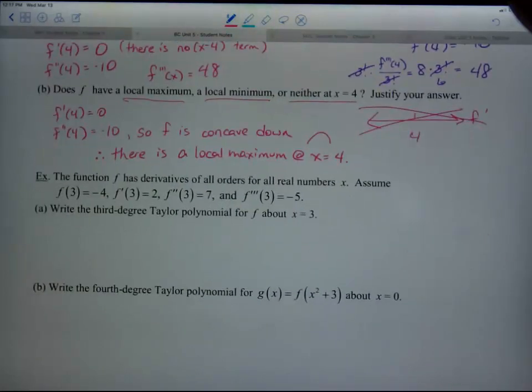Okay? What if you just state there's a local max because f prime is 0 and f double prime is negative? Is that okay? That is fine, yes. Kevin, question? No, it's okay. Okay.